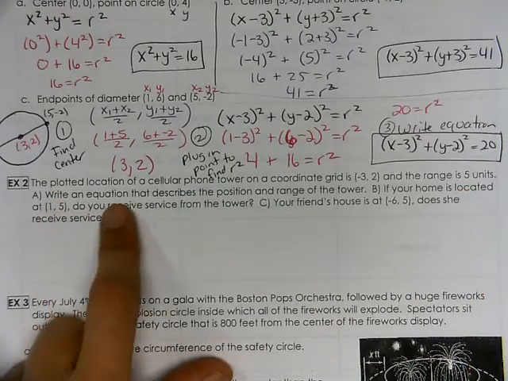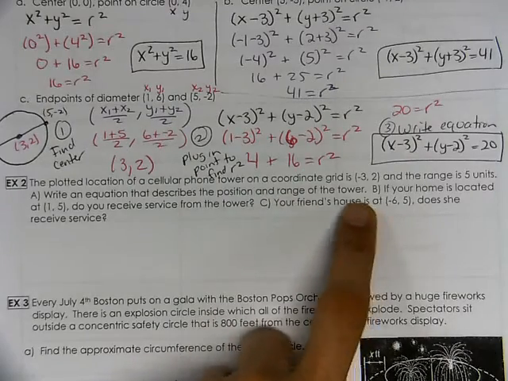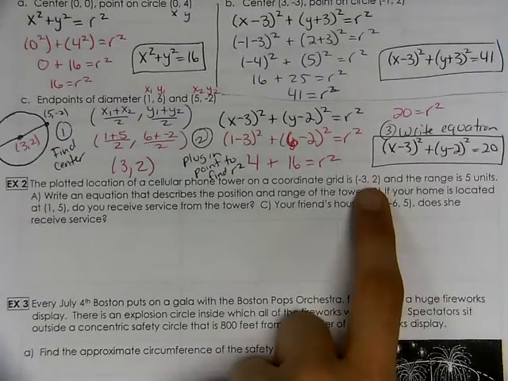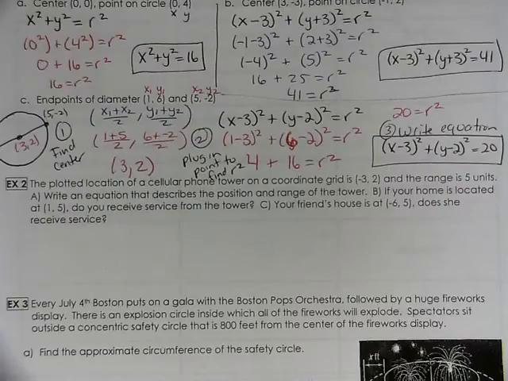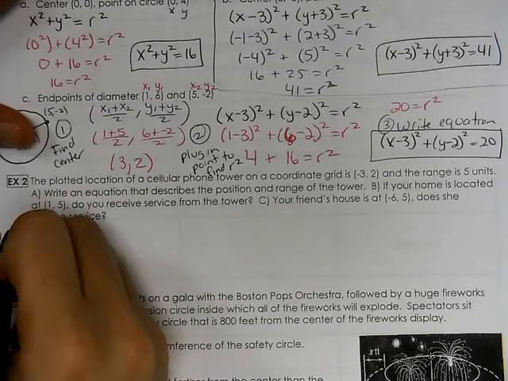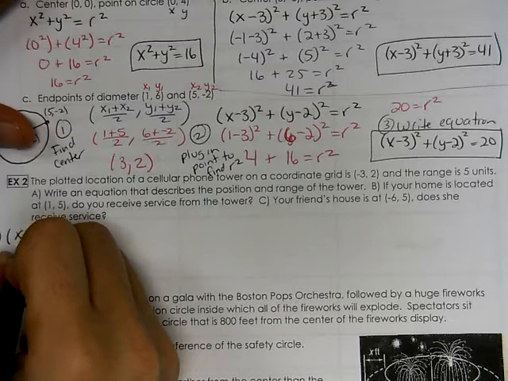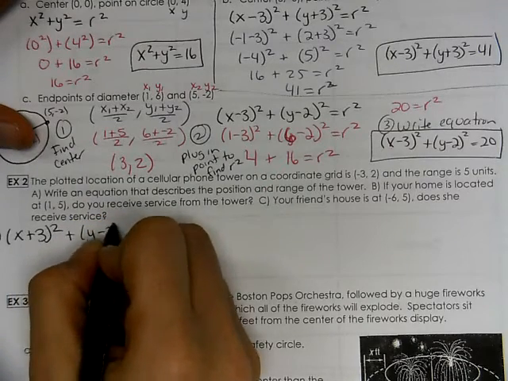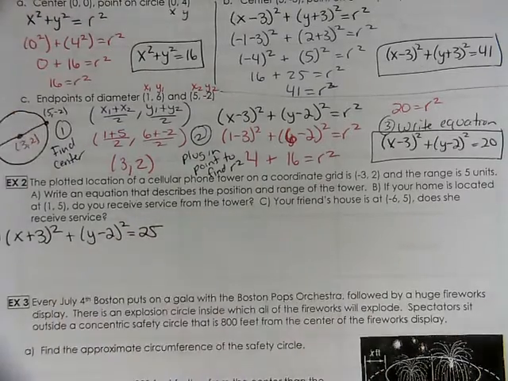So the first thing we're going to do, write an equation that describes the position and the range of the tower. So let's say I had a map of Canton and I plotted a cell phone tower at negative 3, 2 and gave it a range of 5 units. My equation would be what? (x + 3)² + (y − 2)² = 25.